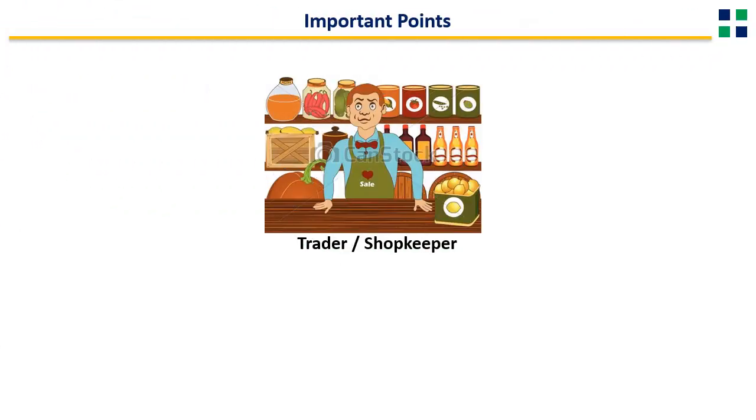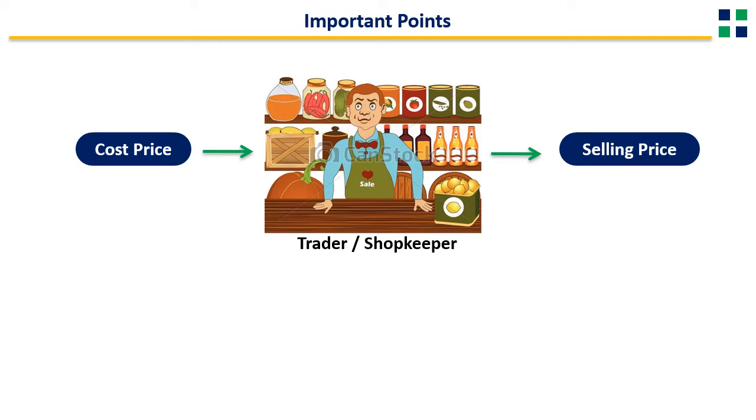Some important points we should understand. There is a trader or a shopkeeper. The price at which he buys an article is called his cost price, and the price at which he sells the article is called his selling price. Well, what is profit? If selling price exceeds the cost price, that is called profit. It is selling price minus cost price.